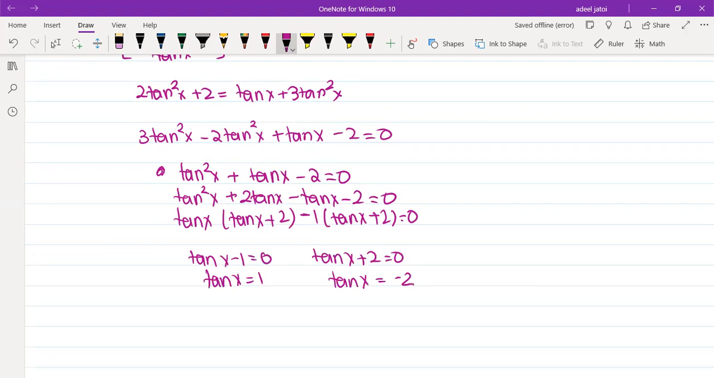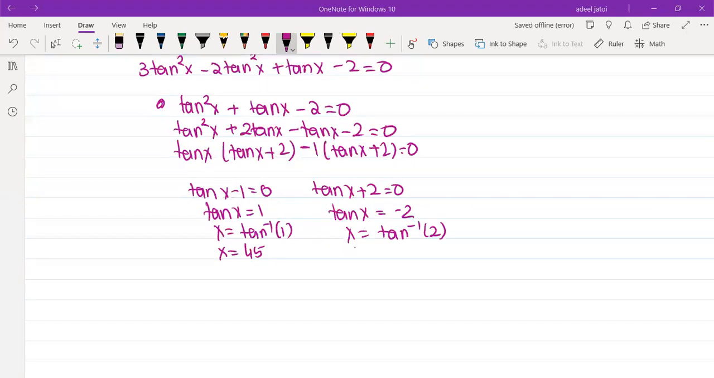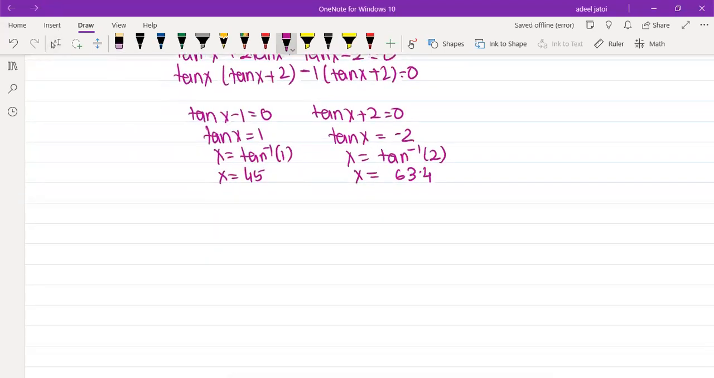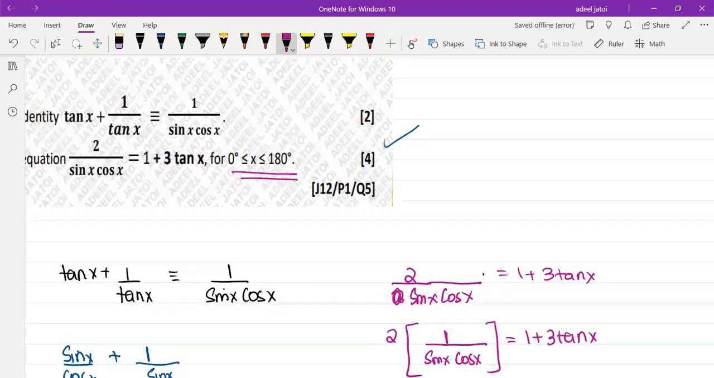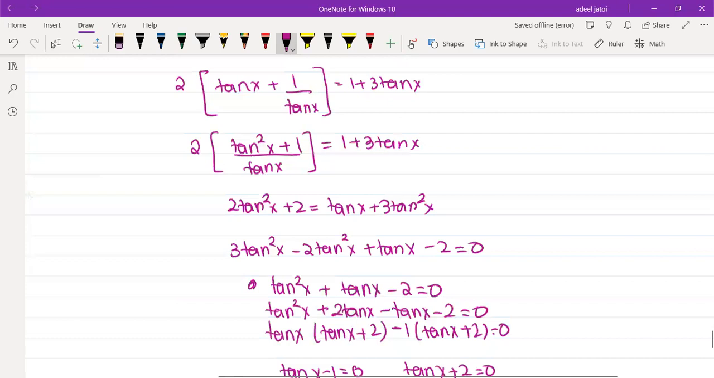x is equal to tan inverse 1, which is x is equal to 45. x is equal to tan inverse 2. While calculating, x is equal to tan inverse 2, x is equal to 63.4. Now, since I know the first quadrant is always positive, the answer would be 45. And obviously the question clearly mentions that the range is up to 180. So till 180, your first answer is 45.